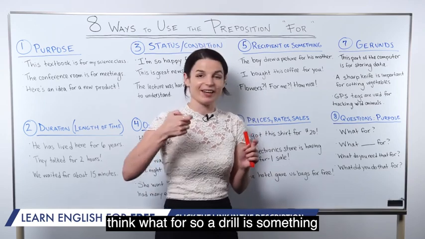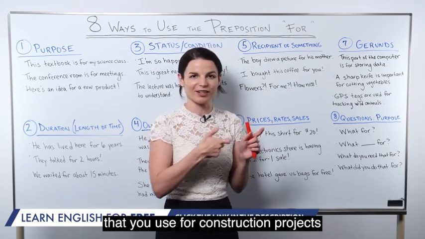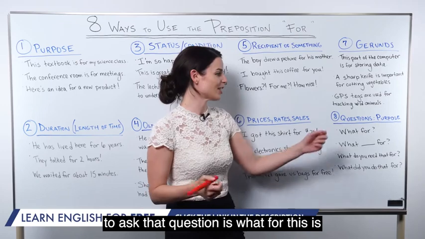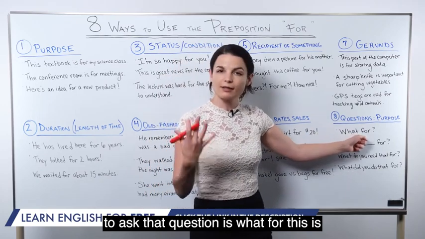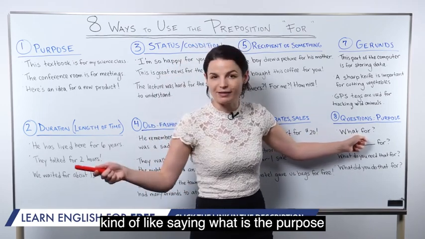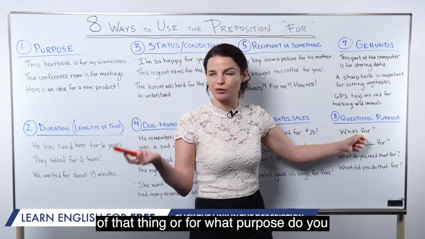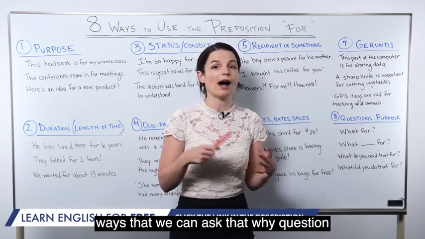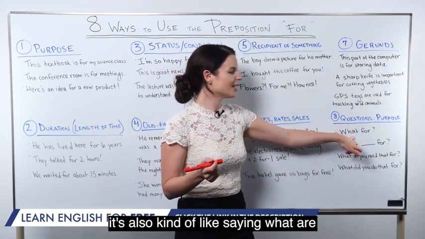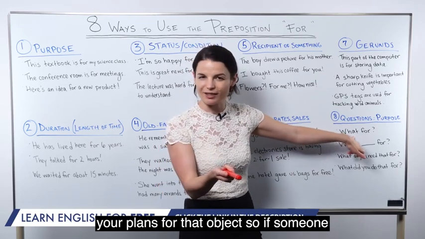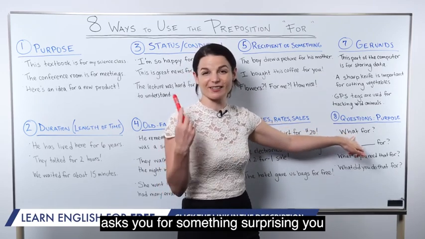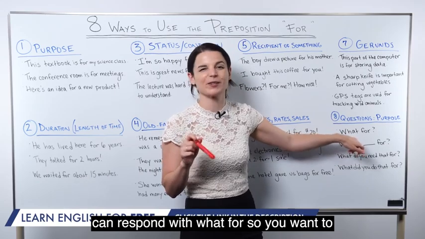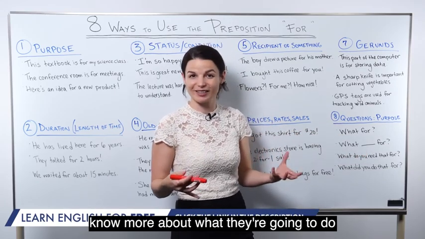So a drill is something that you use for construction projects. And you might think, why? Another way to ask that question is what for? This is kind of like saying, what is the purpose of that thing? Or for what purpose do you need that thing? So these are different ways that we can ask that why question. It's also kind of like saying, what are your plans for that object? So if someone asks you for something surprising, you can respond with, what for? So you want to know more about what they're going to do.